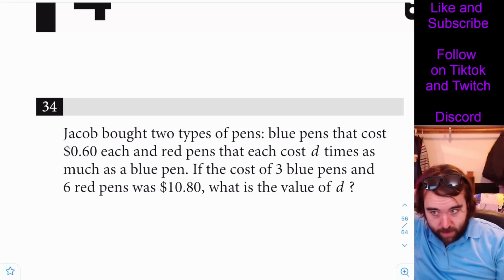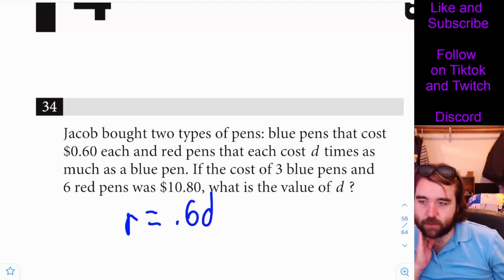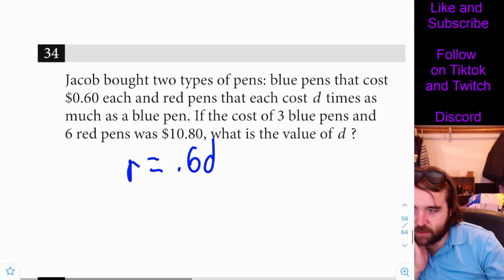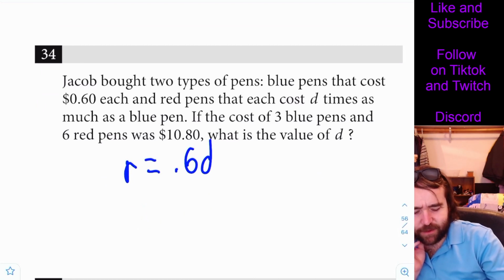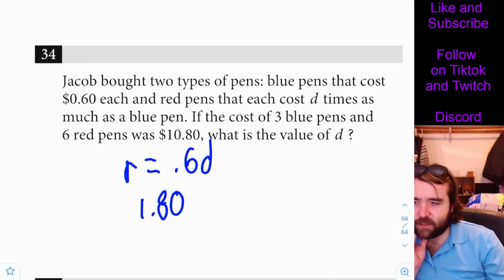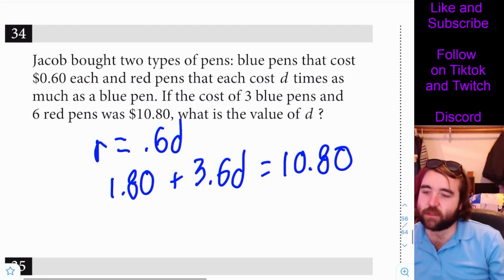So red pens are D times as much as a blue pen. Let me rewrite that: 0.6 D. So R is 0.6 D. If the cost of 3 blue pens, which are 60 cents each, so $1.80, 60 times 3, plus 6 red pens, 6 times 0.6 D, 3.6 D, is 10.80. What is the value of D?